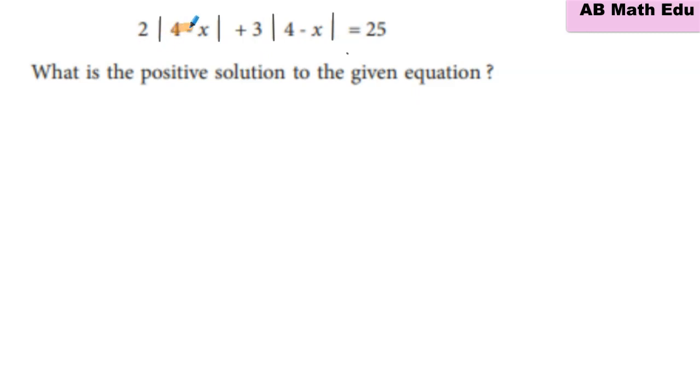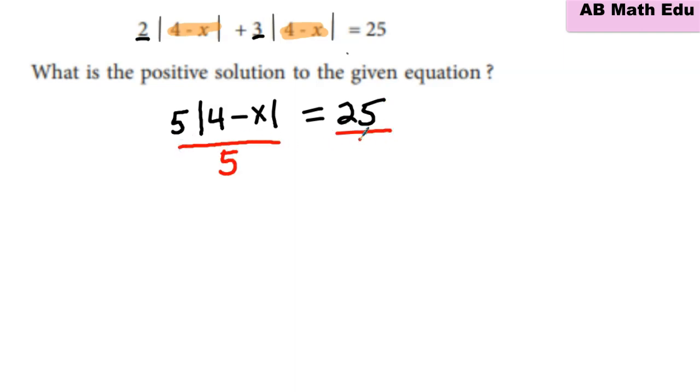Realize that this and this are like terms, so we're going to combine. When we are combining like terms, we look at the coefficients, the numbers standing outside. Those 2 plus 3, that make it 5 absolute of 4 minus x equals to 25. So we're going to divide here by 5, and we'll repeat the same thing here. And this 5 divided by 5 will be 1, and your absolute. And 25 divided by 5 is 5.